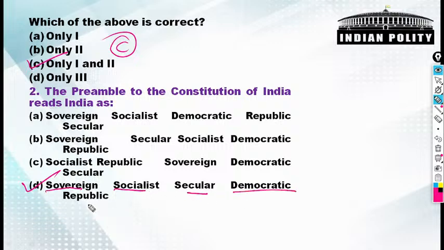These are the 4 adjectives before the word republic that qualify the noun republic. So they add meaning to the republic, they define the nature of the republic. The nature of the republic is sovereign, socialist, secular and democratic republic. And that is what the nature of the Indian state is all about.